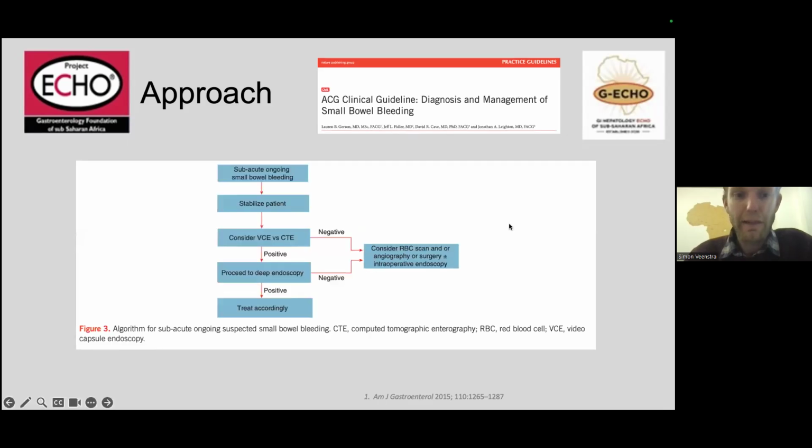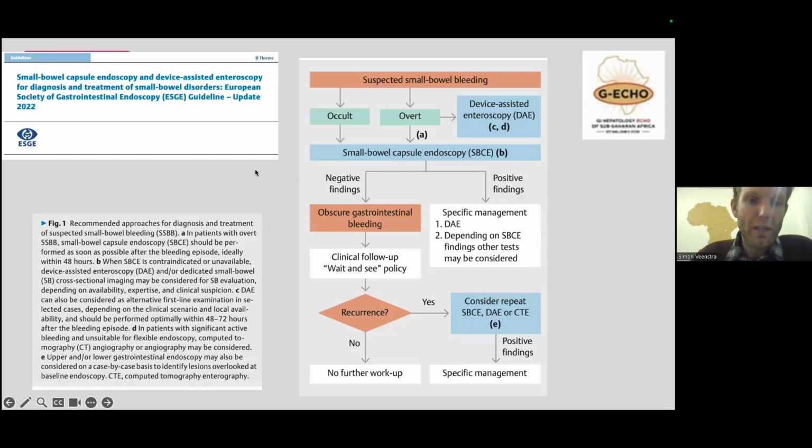With more subacute bleeding in a stable patient, one could consider video capsule or cross-sectional imaging, and if that was positive, then to proceed with endoscopy and treat accordingly. But if negative, then to consider other investigations like red blood cell scans or surgery, intraoperative endoscopy, etc.